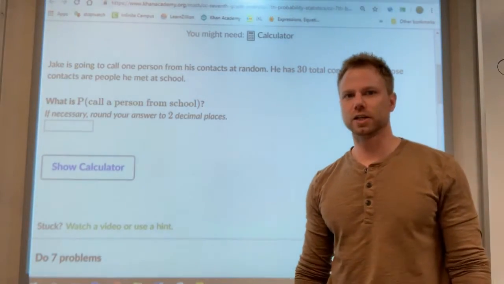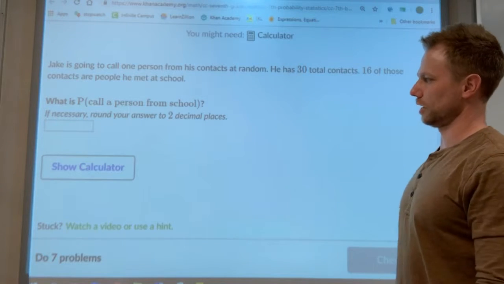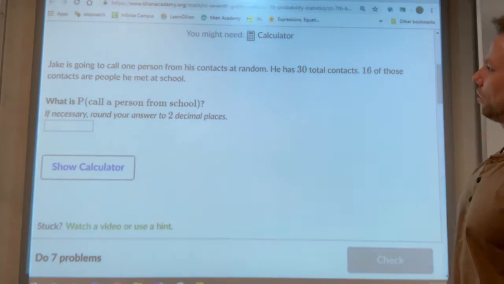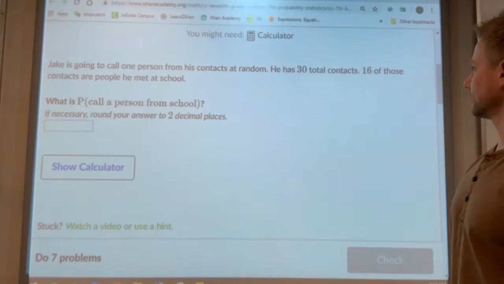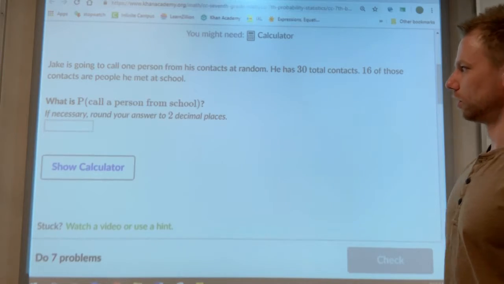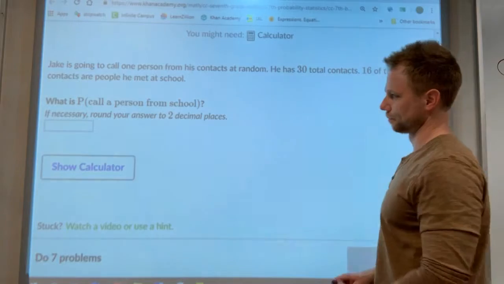Right, we are on objective 2, practice of probability and sampling. So let's look at a couple examples. Jake is going to call one person from his contacts at random. He has a total of 30 contacts. 16 of those contacts are people he met at school. What is the probability he calls a person from school?